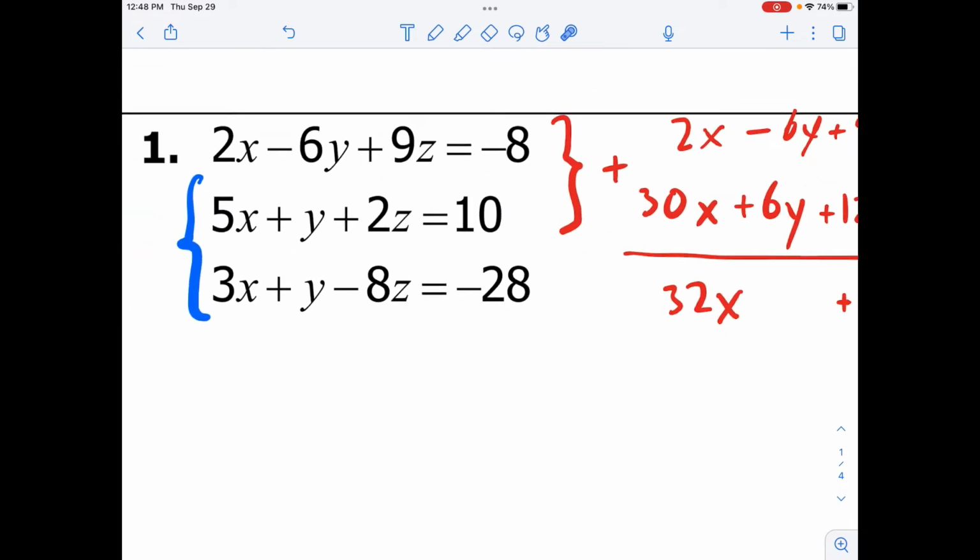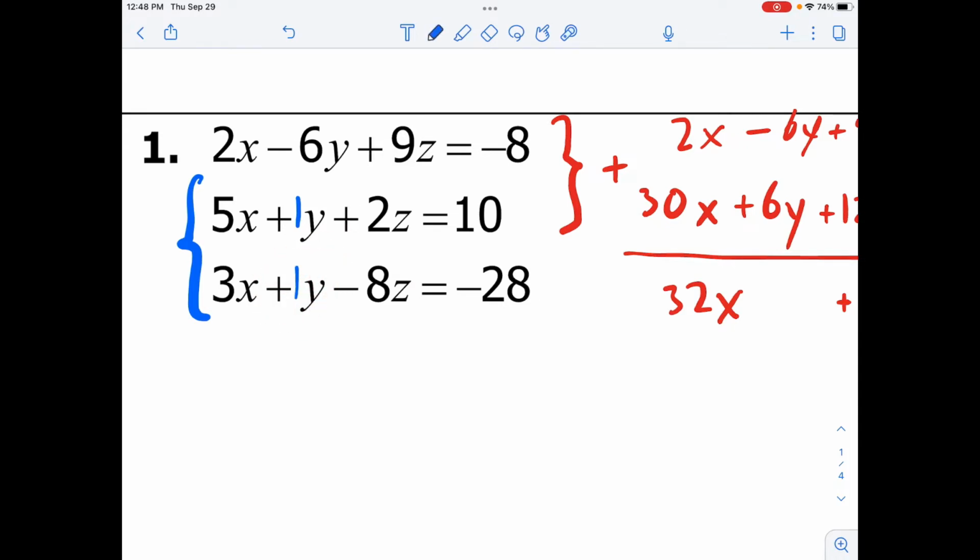Let's think about this. When I add these two equations together, I want my y's to cancel. I've got a positive 1y here and a positive 1y here. Let's look at this top coefficient, positive 1. When I add -1 to positive 1, I get 0. That variable is going to cancel. So I need to somehow make this 1 here into a -1.